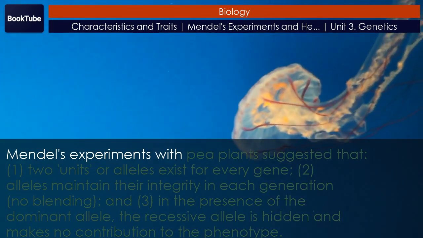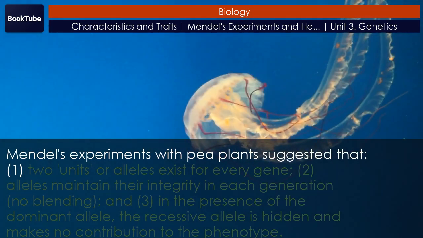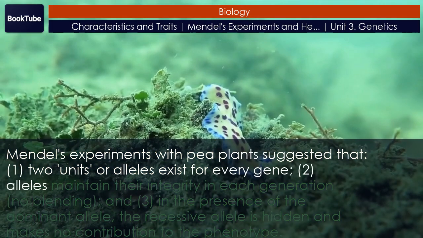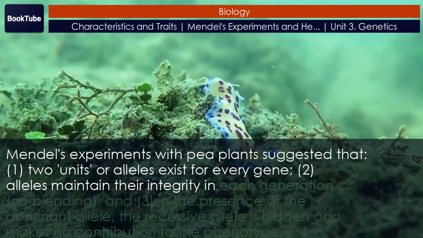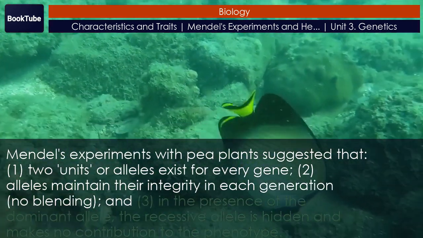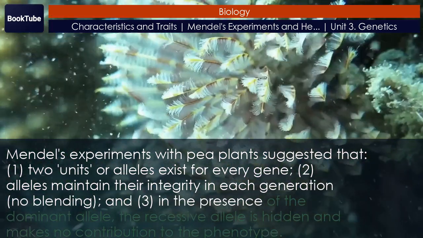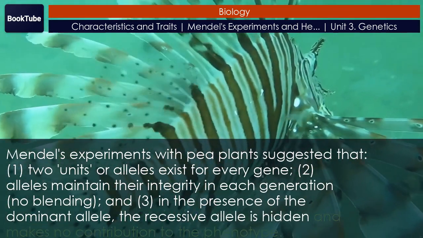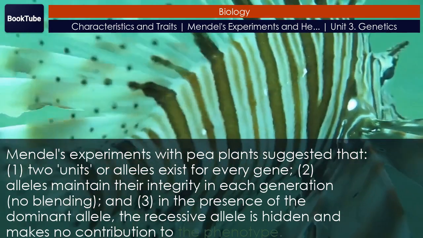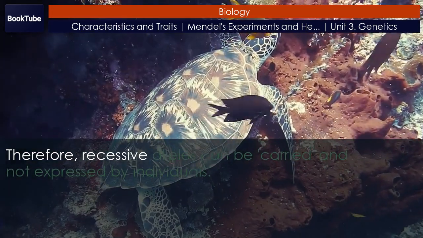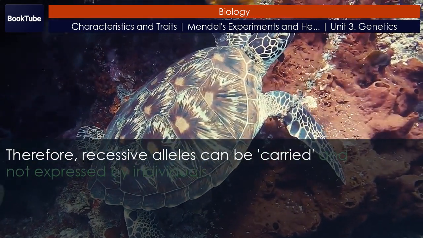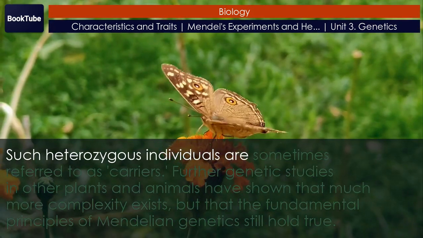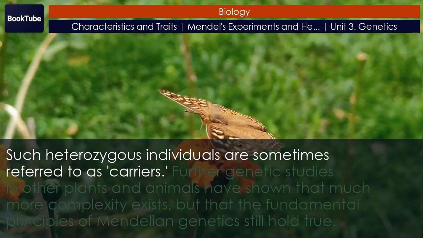Mendel's experiments with pea plants suggested that 1. 2 units, or alleles exist for every gene. 2. Alleles maintain their integrity in each generation. No blending. And 3. In the presence of the dominant allele, the recessive allele is hidden and makes no contribution to the phenotype. Therefore, recessive alleles can be carried, and not expressed by individuals. Such heterozygous individuals are sometimes referred to as carriers.